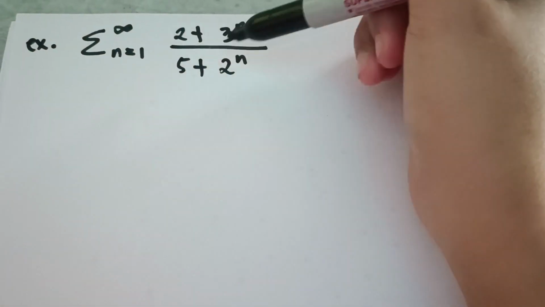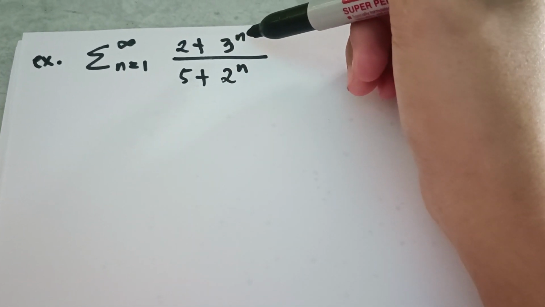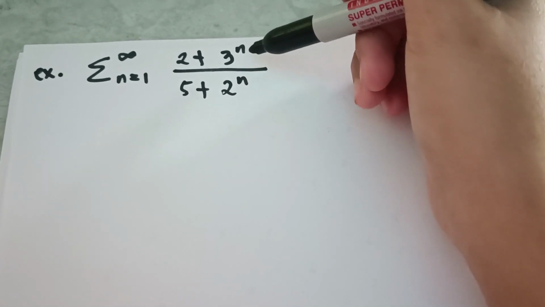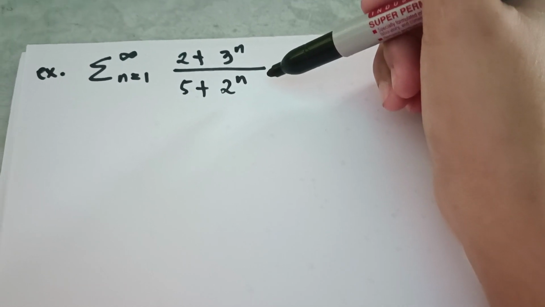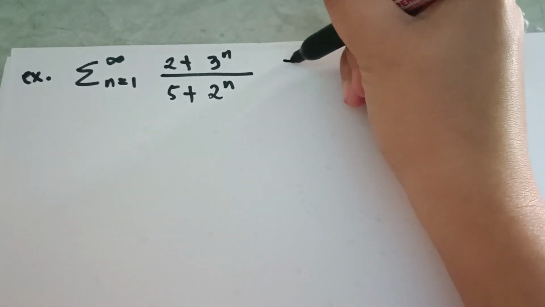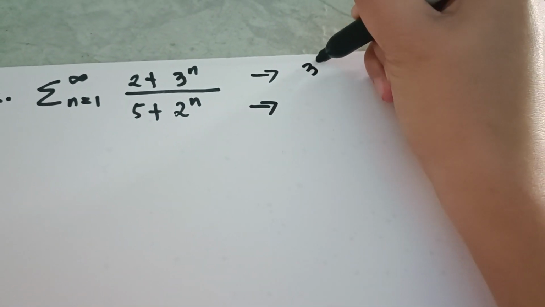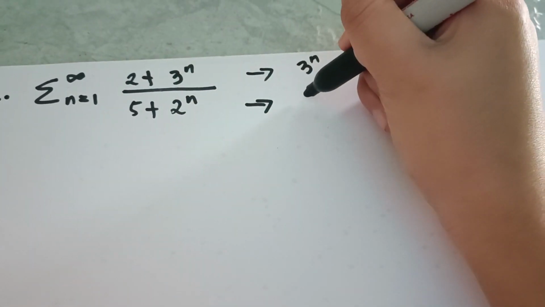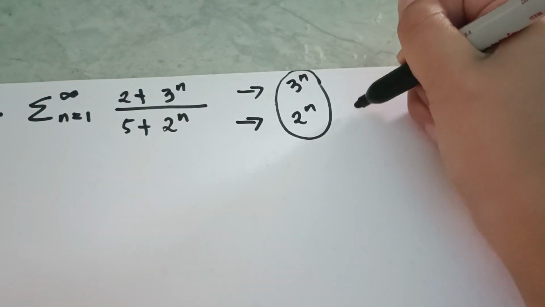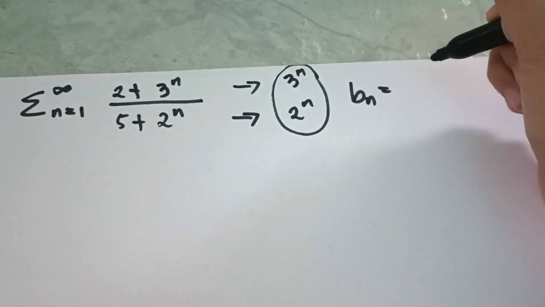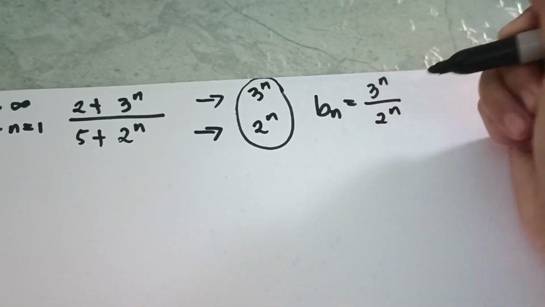So this one is our series. So you can see here, this is 3 raised to n and then 2 raised to n. So it makes our numerator larger and makes our denominator smaller. So what is the degree here? The degree in this one is 3n. And here is 2n. So these degrees give our bn, b sub n. So our b sub n is equal to 3 raised to n over 2 raised to n.